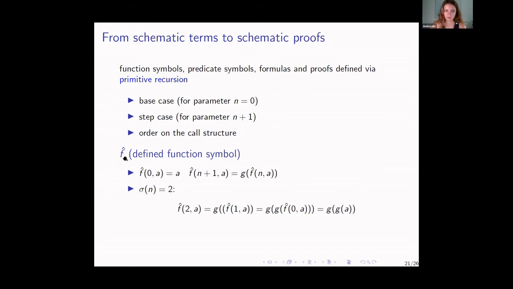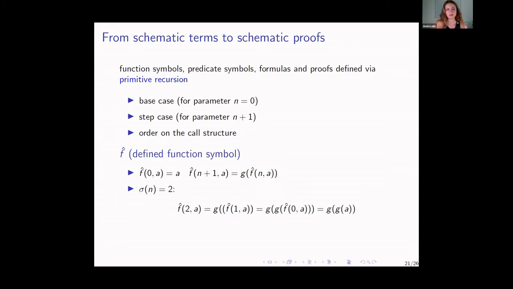So this is just an example. F hat is a defined function symbol. And we could define it like this. So we say F hat 0 A is A. So this is the base case. And here we have the step case defined by a primitive recursion. So F hat of n plus 1 A is G of F hat n A. And here's the recursive call. So from F hat n, we define F hat n plus 1.